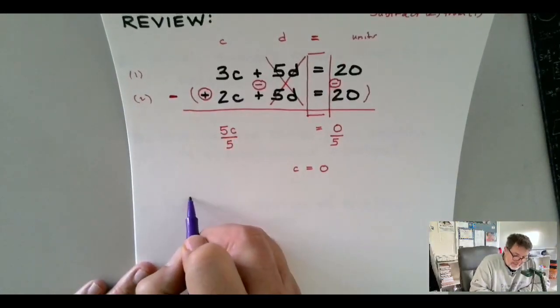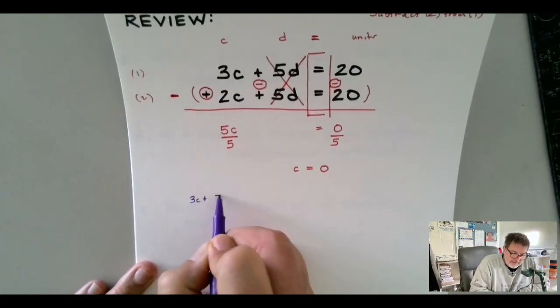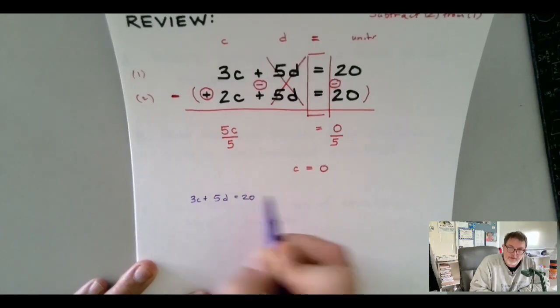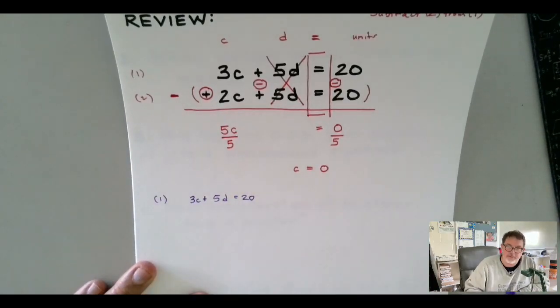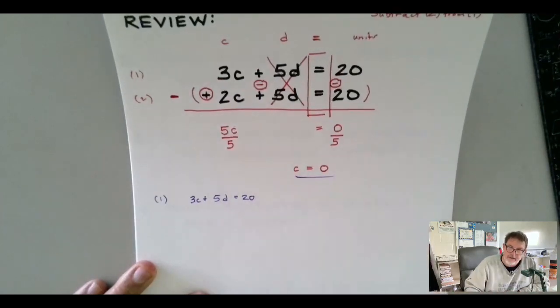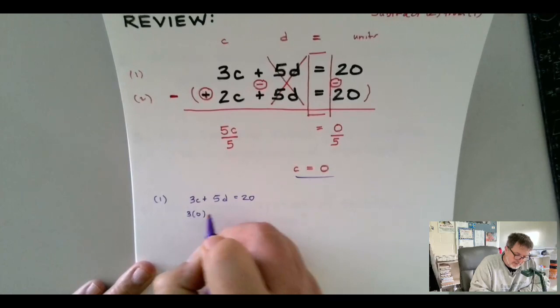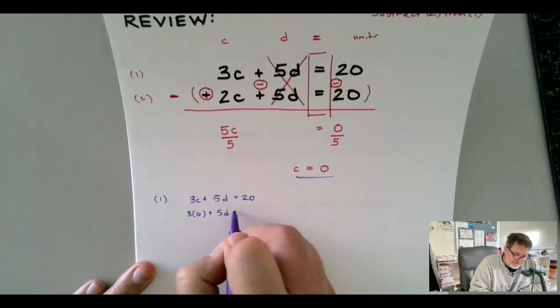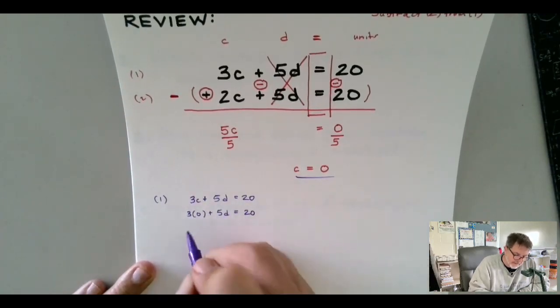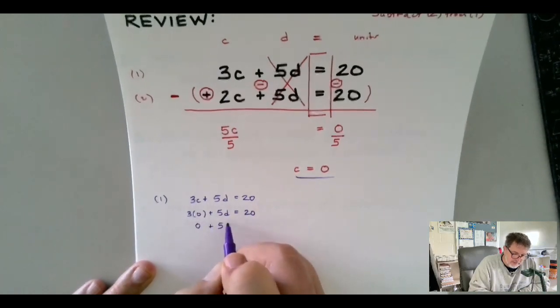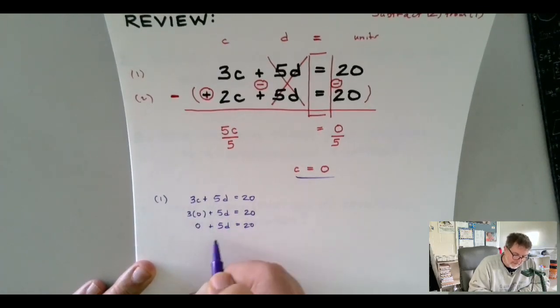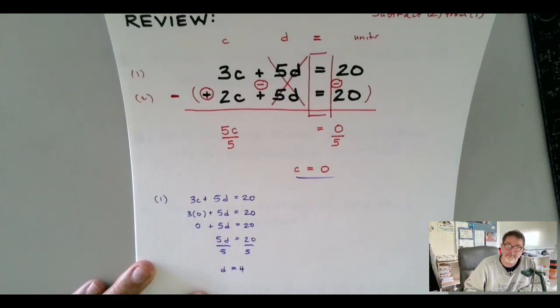So 3C plus 5D equals 20. I'll use the top equation, equation 1. I just found that C is 0. So I have 3 times 0 plus 5D equals 20. 3 times 0 is 0 in every country on earth. 5D equals 20. Divide both sides by 5. And I get D equals 4.